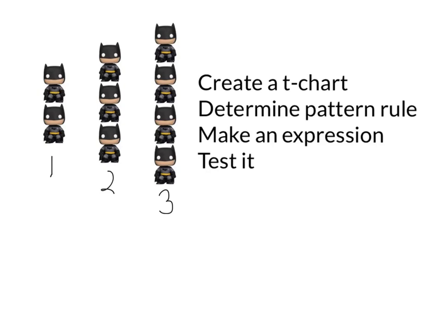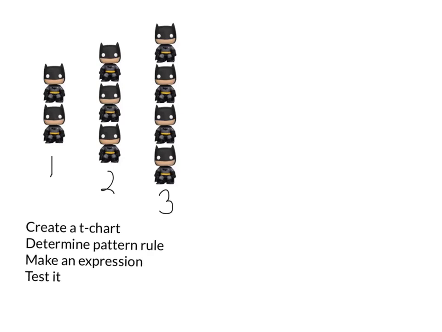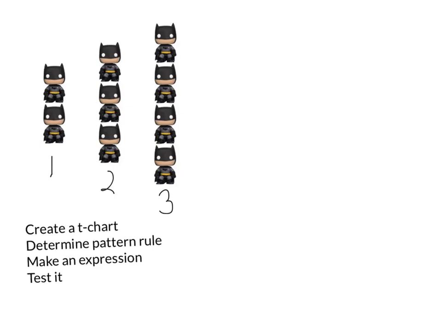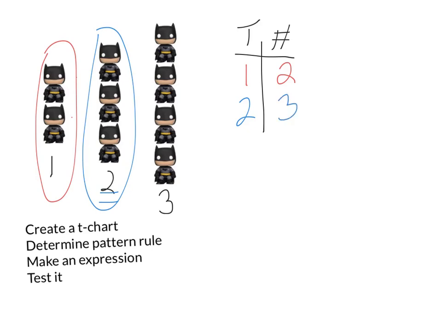So as step 1 said, we are going to take our picture and create a t-chart. We'll just put this down here for later so we have it for reference. I'm going to create a t-chart: my term and my term number. Term 1, which is these guys here, is 2 Batmen. The next one, which I'm going to call term 2, has 3 Batmen. And the final column, which I've called term 3, has 1, 2, 3, 4 Batmen.